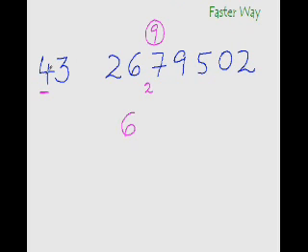Okay. 4, how many times goes in 9? 4 times 2 is 8. So write 2 here, and the remainder is 1, isn't it? 9 minus 8 is 1. So I write 1 here. Okay. Now this is read as 19.